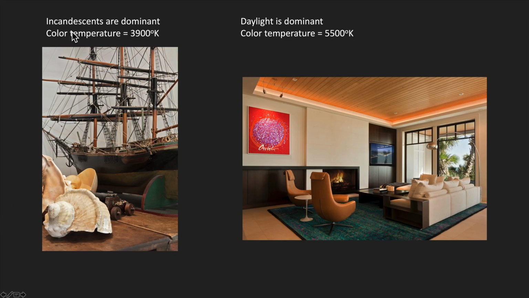So here the incandescents are dominant. So my color temperature is 3900. It lights up the shells. Here, the daylight is dominant. What you can't see behind me is this huge wall, and the daylight is just pouring in. And the incandescent lights just light up a little bit here. So the color temperature here is almost a daylight balance.